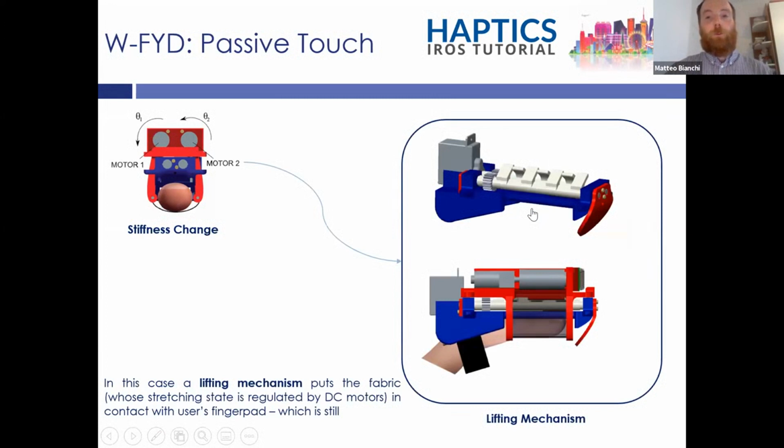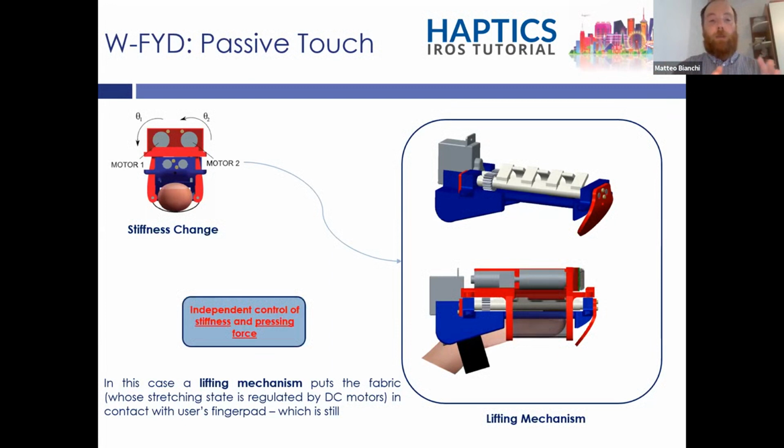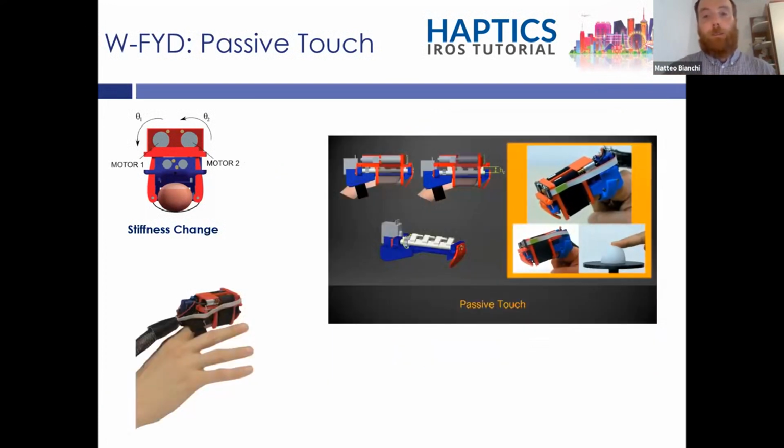At the same time, we wanted to reproduce also a passive touch system. So the finger should be fixed, so the finger cannot move. And what we did is to change the stretching state of the fabric, but at the same time, we use a lifting mechanism to put the fabric, whose stretching state is modulated using the same DC motor, in contact with the user fingerpad, which is still. And here you can see an animation. In this way, we were able to decouple the control of the stiffness from the pressing force. And this is what we tried to replicate.